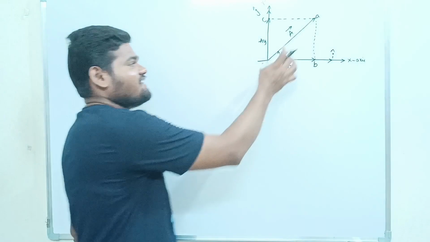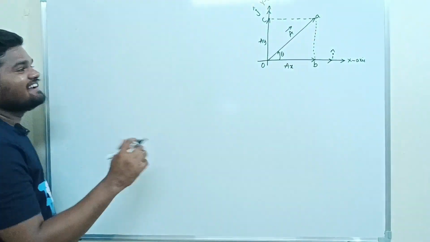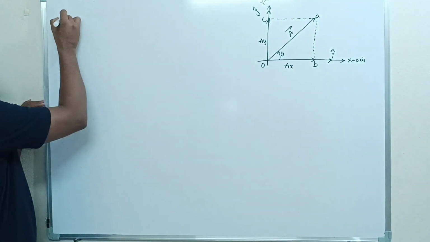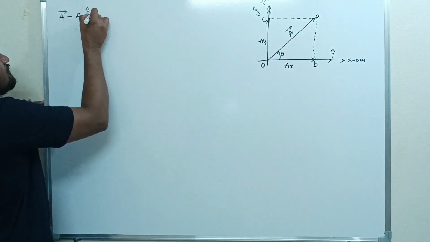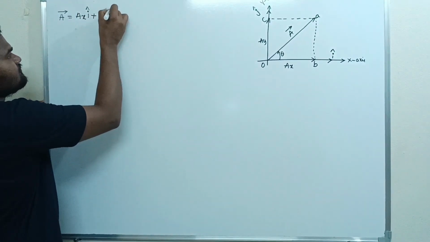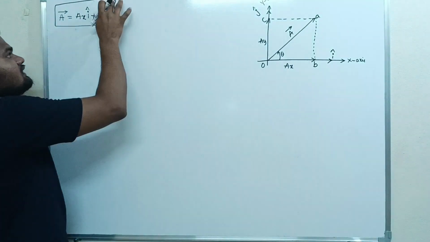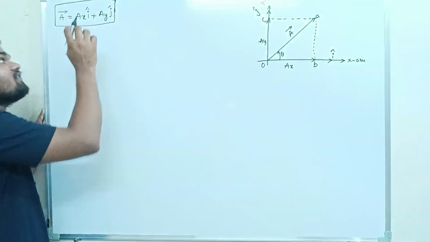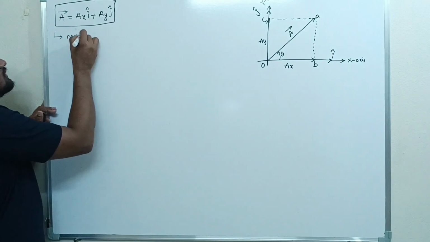Right. So this is our diagram. I have just shifted this diagram from here to here. Okay. So what is the vector A bar we got? The vector A bar is equal to AX I cap plus AY J cap. From this equation, we have to find the magnitude of the A bar vector.